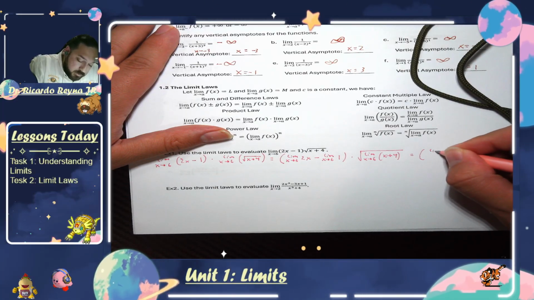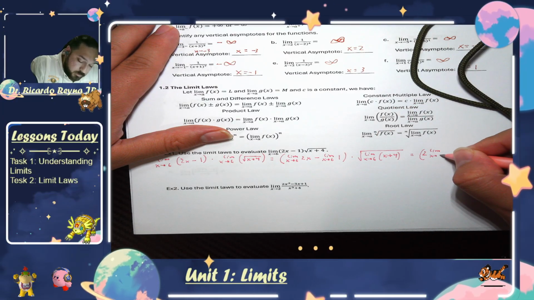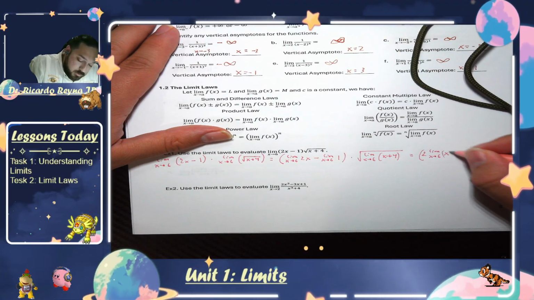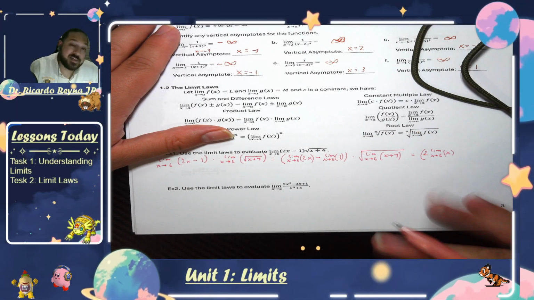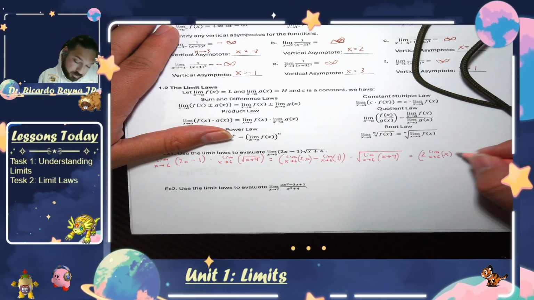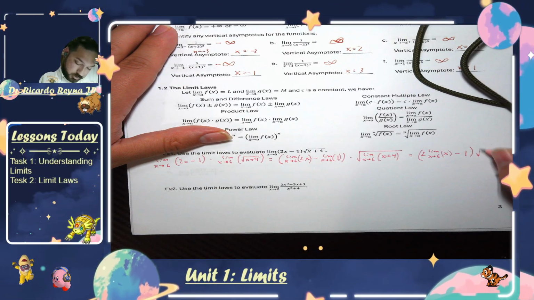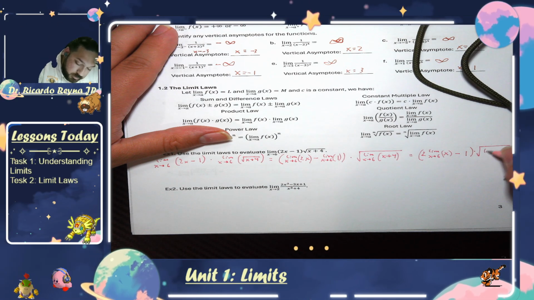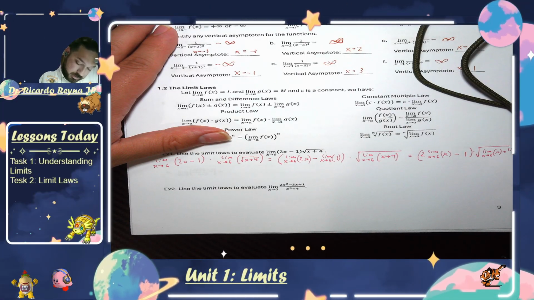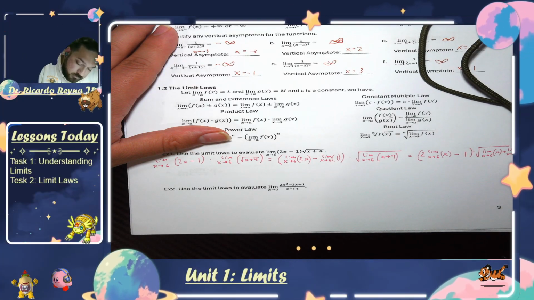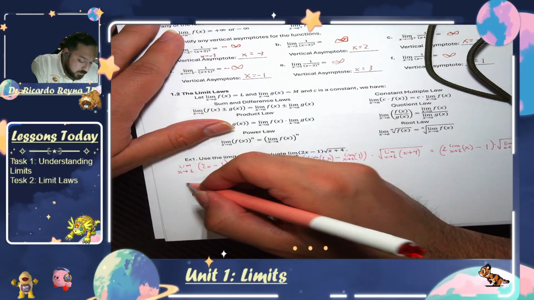So first, I'm going to use the constant multiple law to factor out that 2. Okay, let me go ahead and just double check my parentheses so we know what the limit is actually attached to. And then minus that 1. And then distribute in that square root. The limit as x goes towards 6 of x plus the limit as x goes towards 6 of 4. Go ahead and evaluate that. That's just going to be 6 exactly.